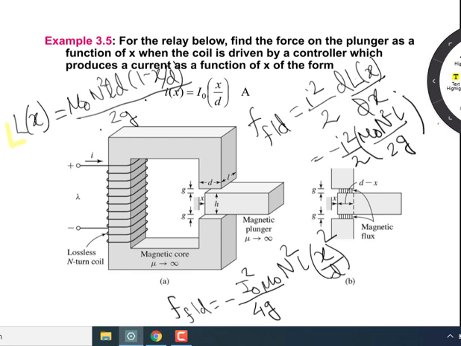So what about the co-energy of this system? This is the force. Now let us calculate the co-energy of the system. As it is a linear system, what we can conclude about the energy and co-energy, they will be equal to each other.